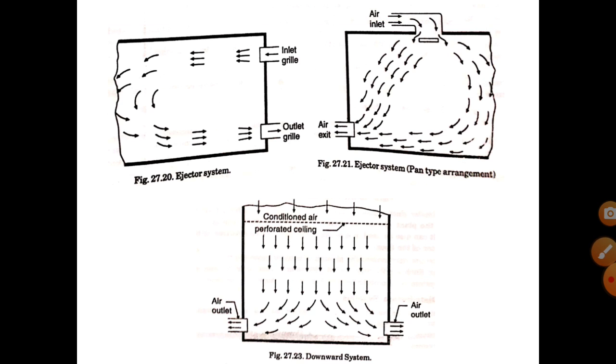Again, these are a few distribution systems, that is, the ejector downward. Now the figure itself can indicate to you the flow of air, that is, for inlet and outlet. One is from the ejector side and one is from the ceiling side, that is, on the downward side.